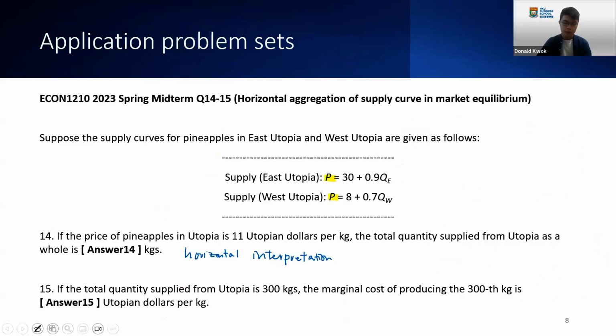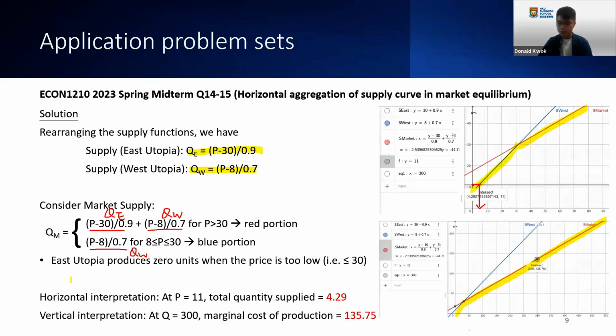How about question 15? If the total quantity supplied from Utopia is 300 kg, what would be the marginal cost of producing the 300 kg? It requires you to make use of the technique, vertical interpretation of the supply curve. You're given a particular quantity and you wish to find the corresponding price according to the supply curve. So referring to the diagram below, at the quantity of 300, the corresponding price as suggested by the market supply curve is $135.75. So this is the marginal cost of producing the 300th unit.